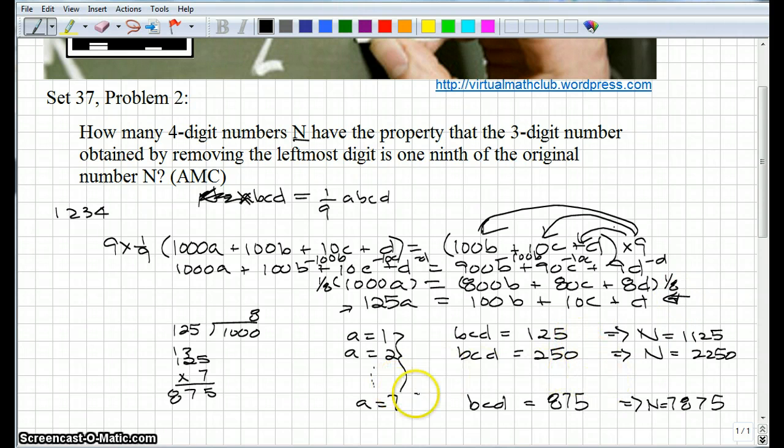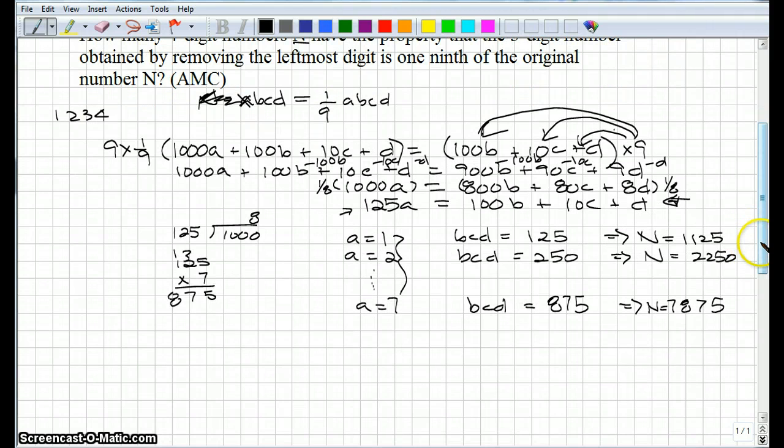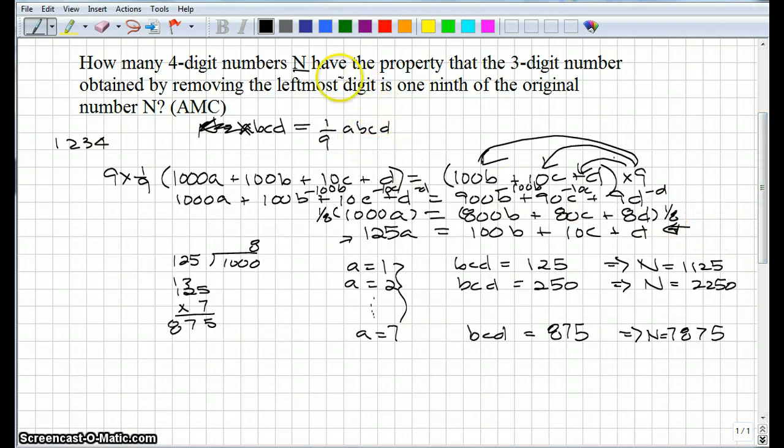So our answer, the number of these numbers n that have the property that you can remove the leftmost digit and it'll end up being 1/9 of the original number, is 7. All right, so the answer is that we have 7 of those types of numbers.